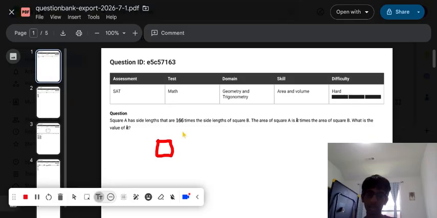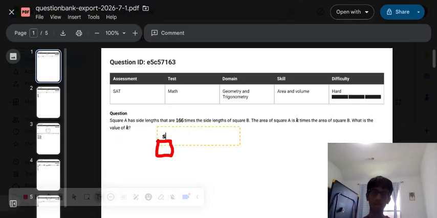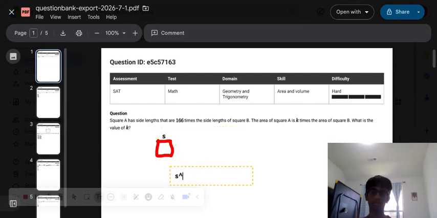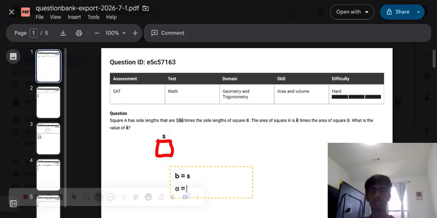But say you have the side length S. Remember, a square has all 4 sides of equal length, right? So we know the area will be S times S, or S squared. Say square B has a side length of S. And that means square A has a side length of what? It's 166 times the side length of B, so 166S.